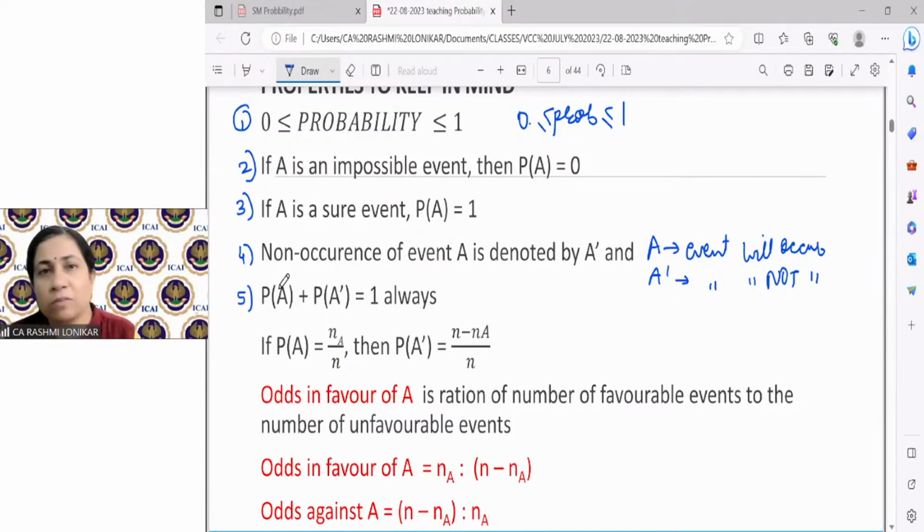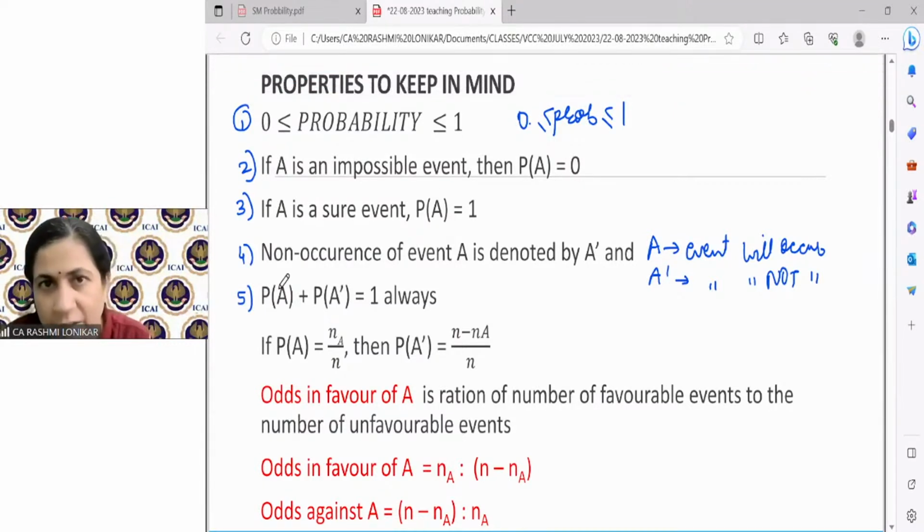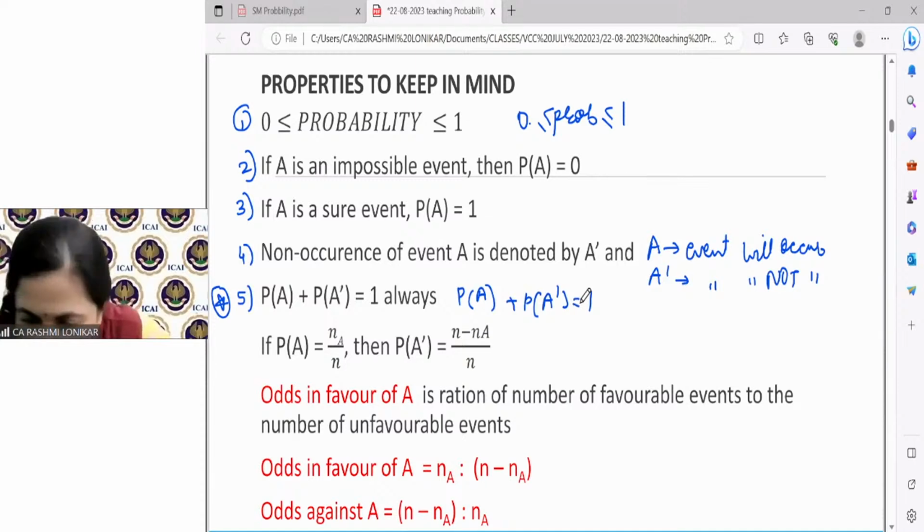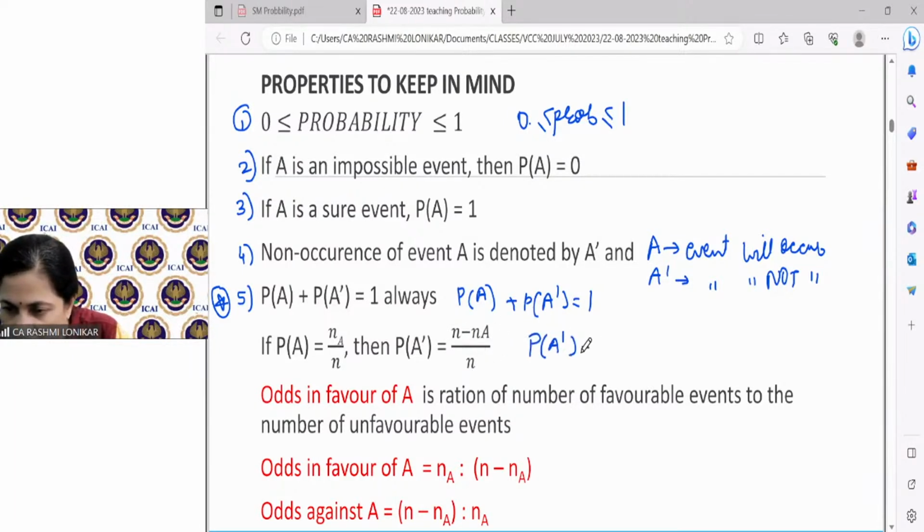Always remember, if the event occurring plus the event not occurring, the probabilities will always add up to 1. This is very important. It helps you in solving problems also. P of A plus P of A dash is always equal to 1. In formula style, P of A is n(A) upon N, then P of A dash is N minus n(A) upon N. So P of A dash is equal to N minus n(A) upon N.